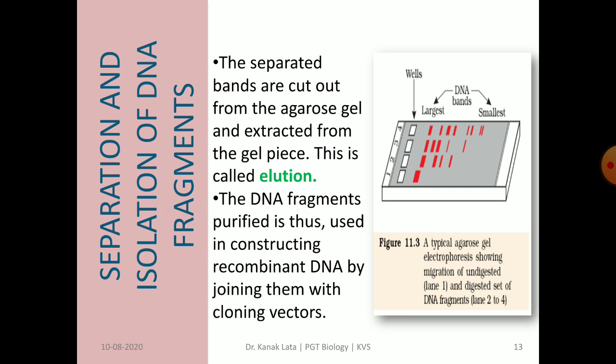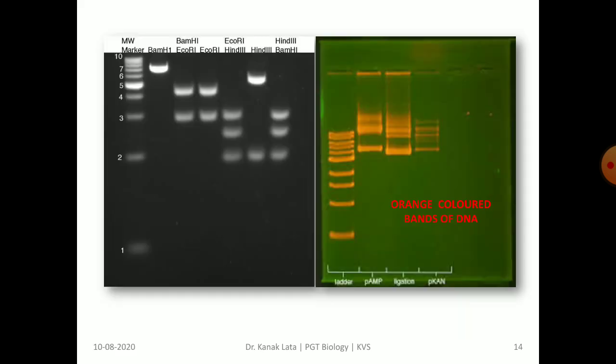Here you may observe a typical gel electrophoresis showing migration of undigested and digested sets of DNA fragments. Lane 1 is of undigested DNA, whereas lanes 2 to 4 have digested DNA fragments. This figure shows that orange colored bands of DNA are made visible after exposure to UV light.